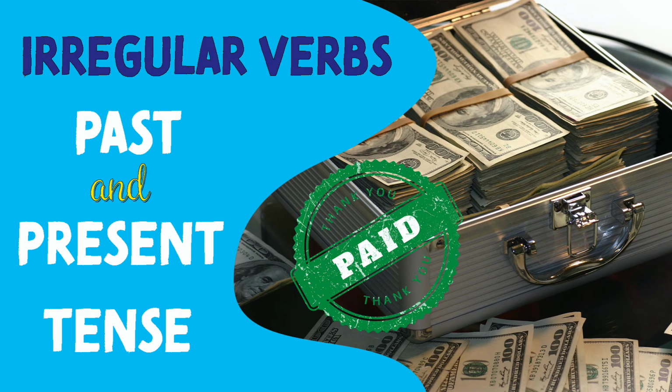Irregular verbs. Past and present tense. An irregular verb is a verb that does not form its simple past tense by adding -ed or -d to its base form. An irregular verb can be formed by changing the spelling of the verb or not changing the base verb at all.